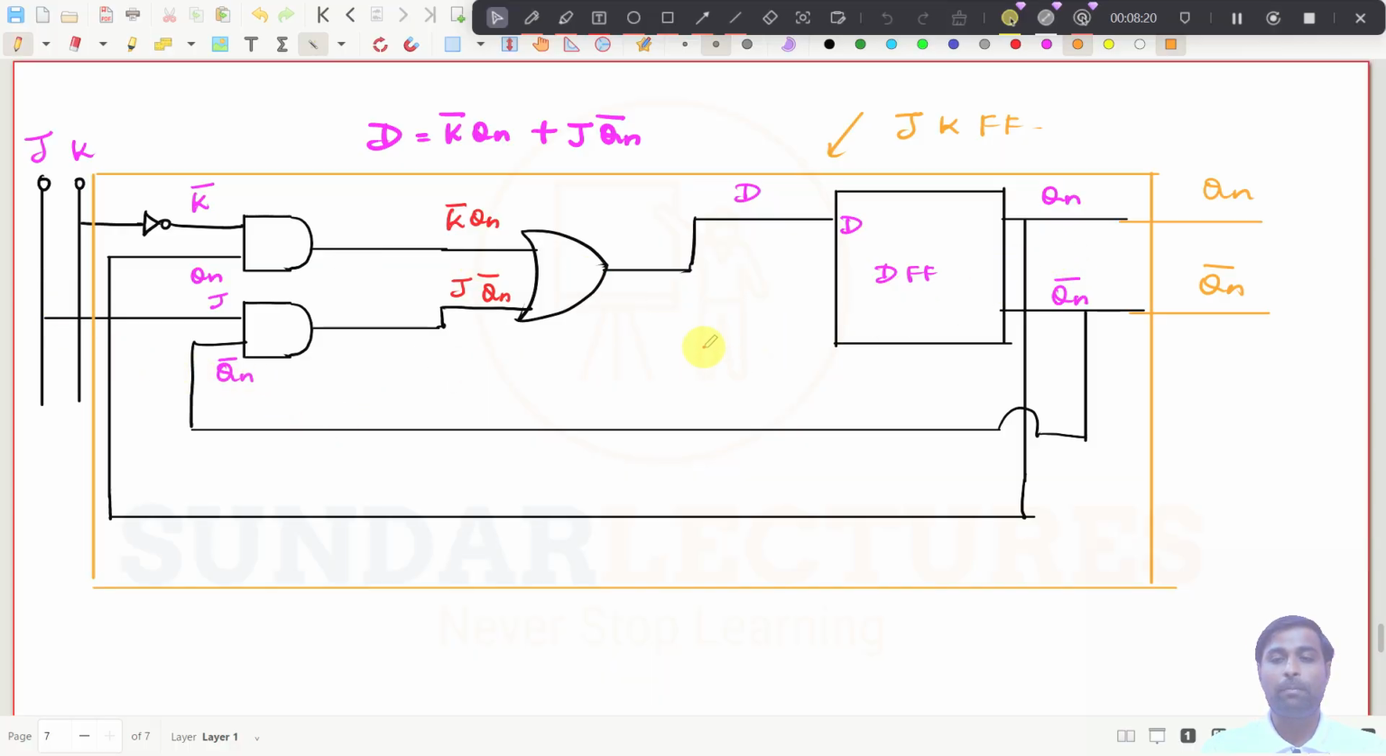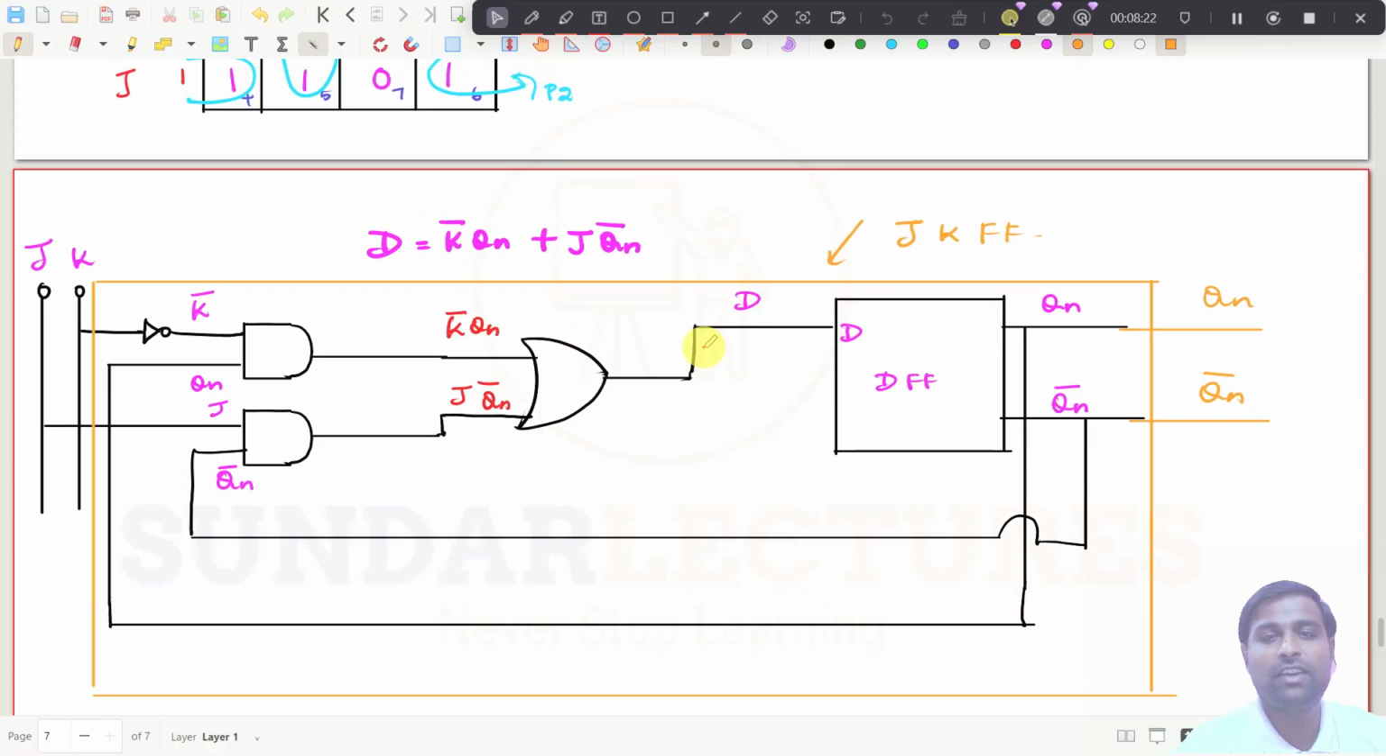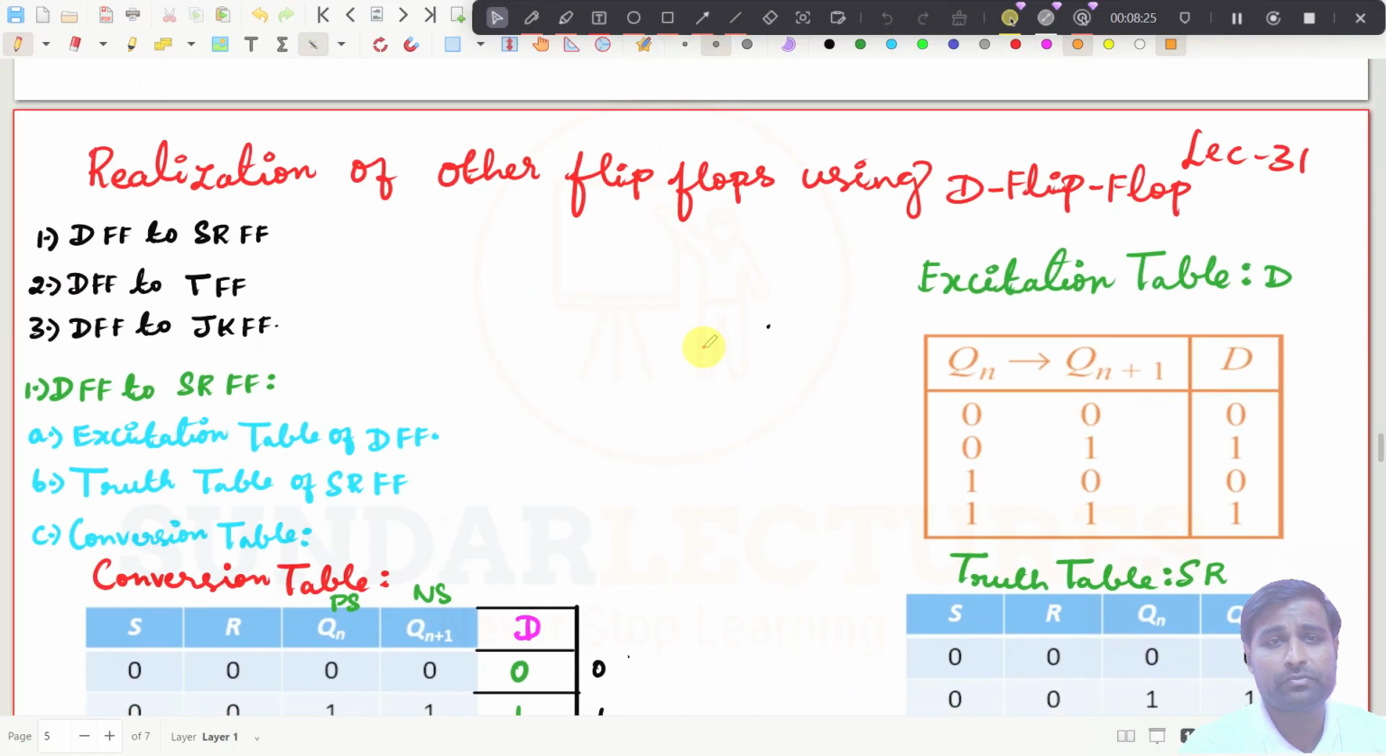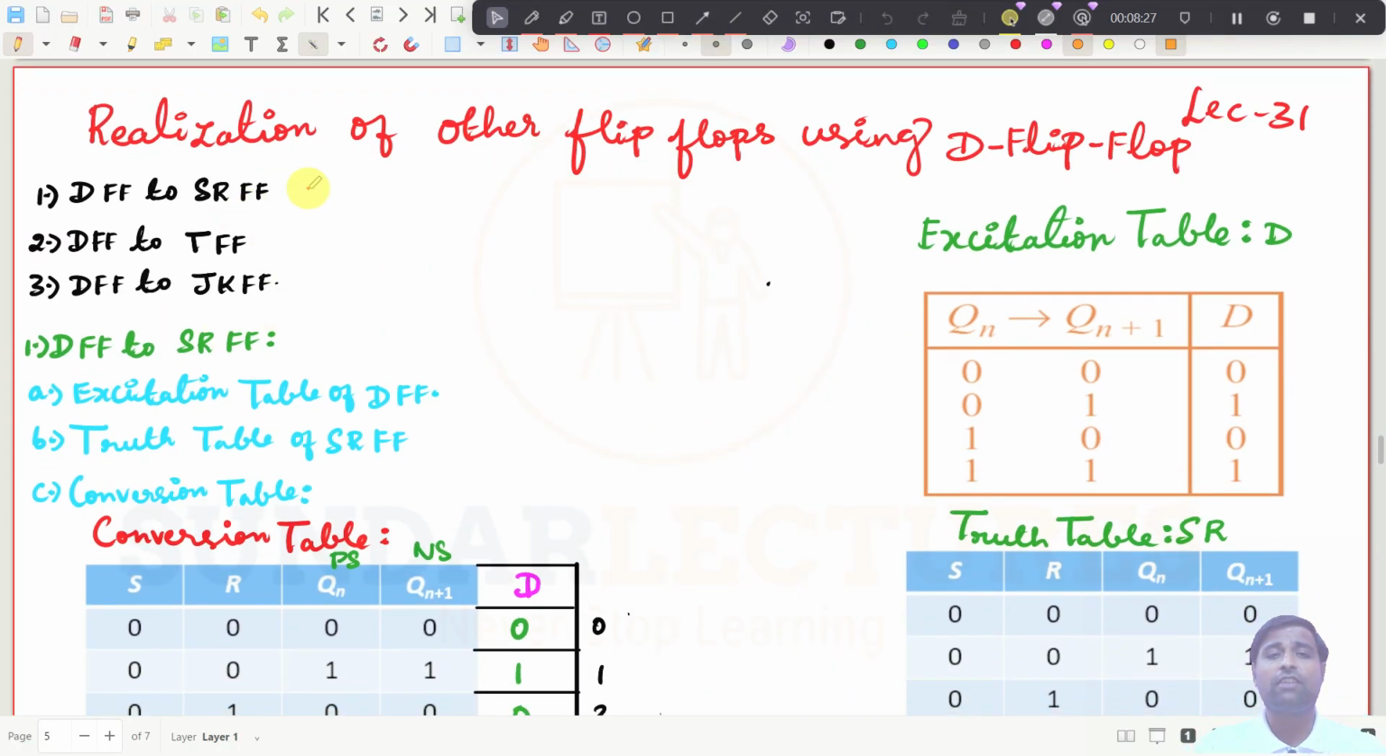So what are the topics we have seen in this class? We have just started with the realization of other flip-flops using D flip-flop. And the procedure we have seen already. What is the procedure? First, we need to write the excitation table of the flip-flop, whichever flip-flop you have, and the truth table of the flip-flop you need to convert, and then the conversion table. The conversion table has to take the truth table of the flip-flop we need to convert, and we need to derive the expression for the flip-flop whichever we have.